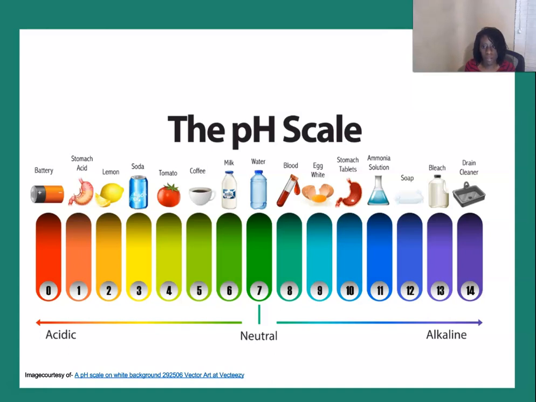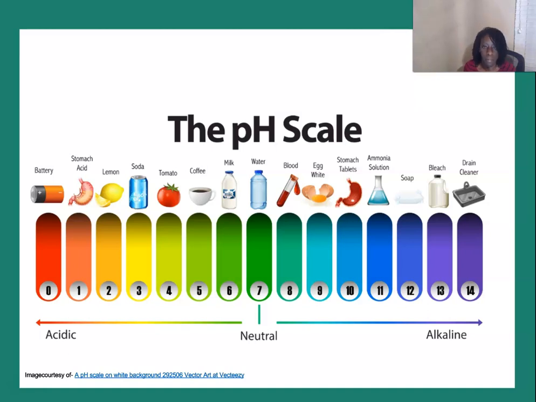How about we look at some of the foods and drinks here. So we've got lemon, soda, coffee, tomatoes, we've got egg whites. So what do you think may be some differences in how acidic foods taste versus how basic foods taste? And let me know in the comments below, just so I'll know that you're with me.